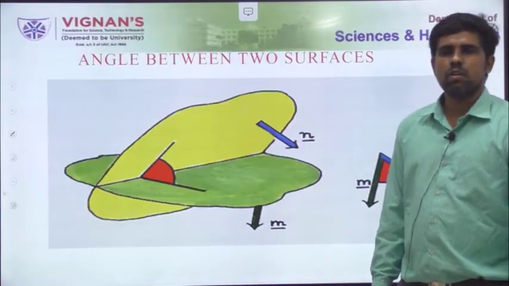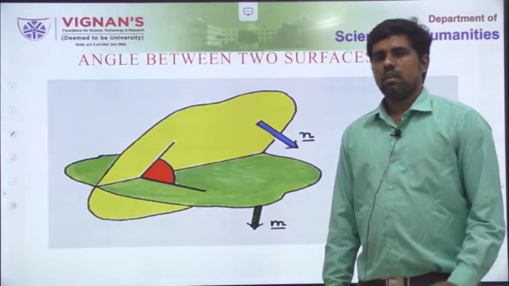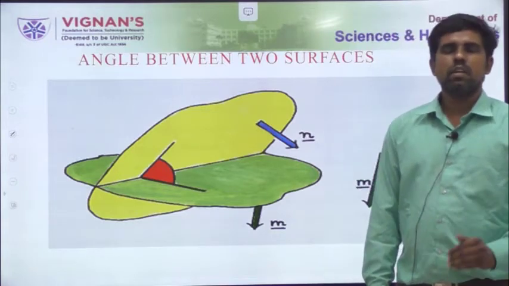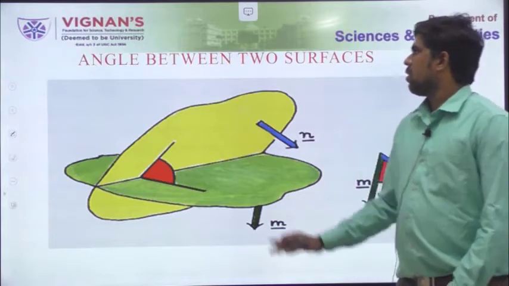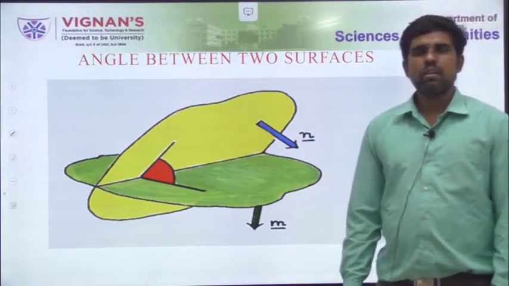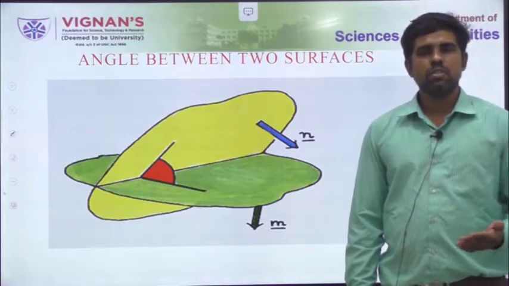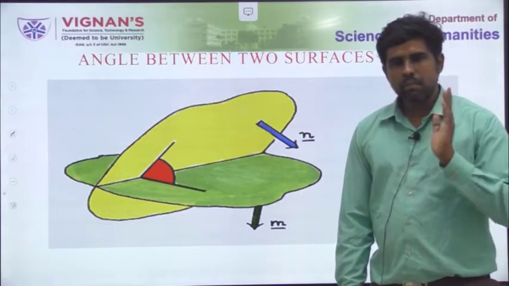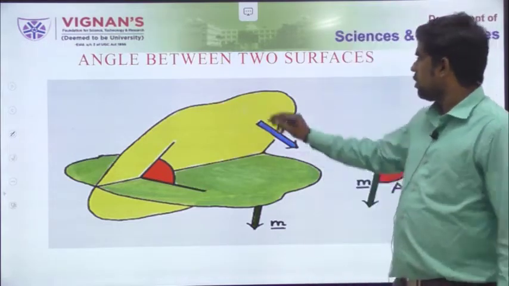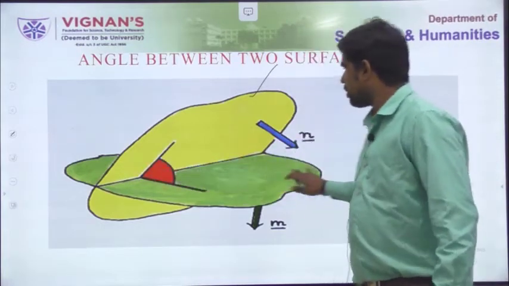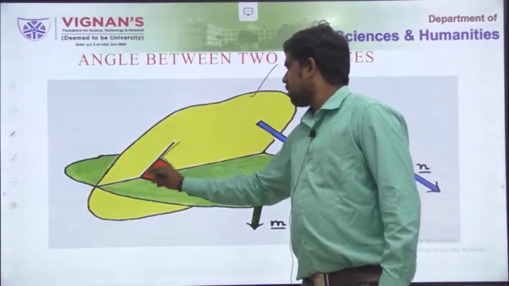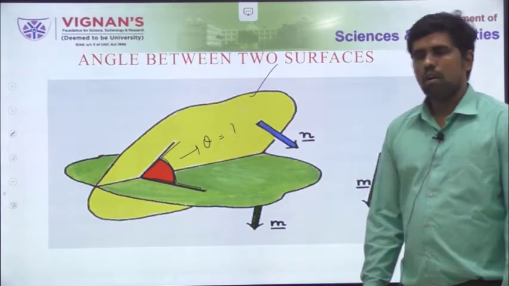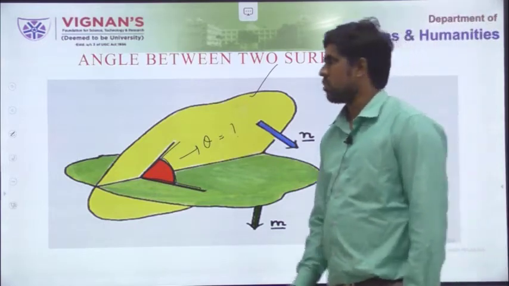Let us discuss one of the main applications of vectors, in particular the gradient of a surface, in particular the normal vector: the angle between two surfaces. Here you can find the angle between two surfaces by using the normal vector. By using the del operator you can find the angle between two surfaces. So you see, this is one surface, this is another surface. I want to find the angle. So what is the angle theta? That I can find by using the del operator. So how to find it, we will discuss.